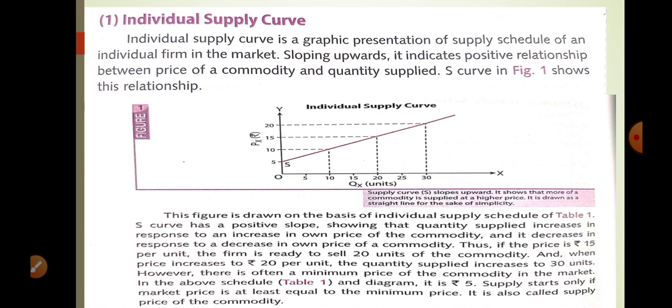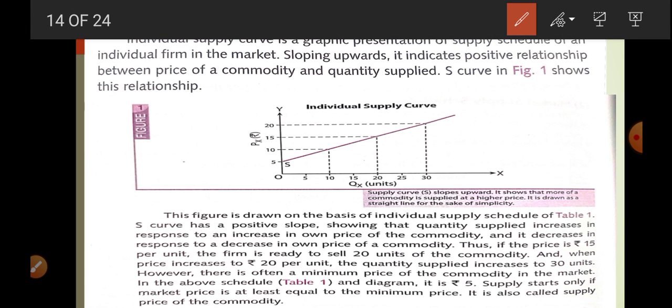The individual supply curve is a graphic presentation of the supply schedule of an individual firm in the market. If we represent that table 1 that we discussed in diagram format, we find the individual supply curve. When price is 5, there is no supply. When price is 10, there is 10 supply. When price is 15, sorry, 20 supply. And when price is 20, there is 30 supply. So this is your individual supply. You can see it is moving upward, meaning there is a positive relation between the price of X and the quantity of X.